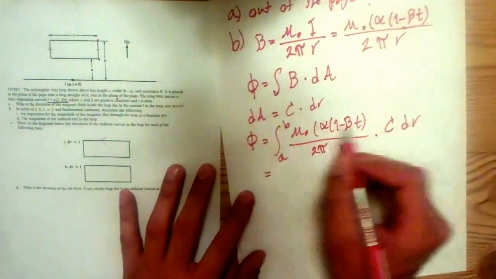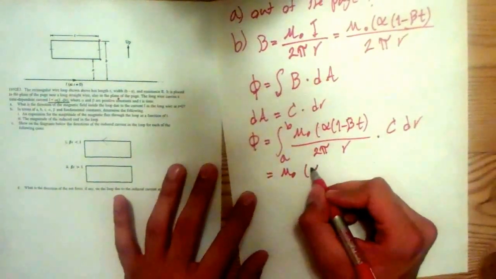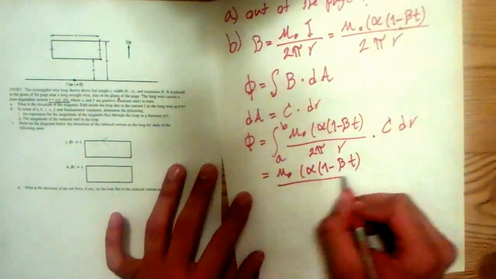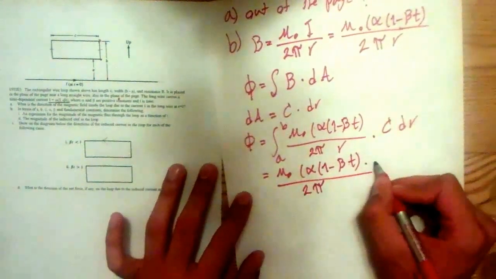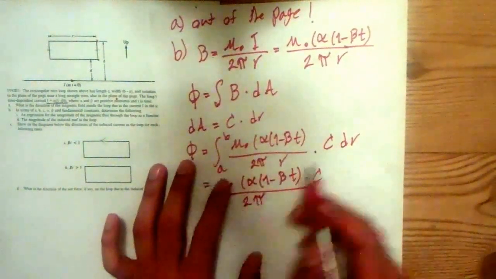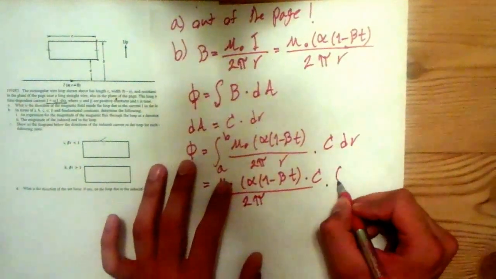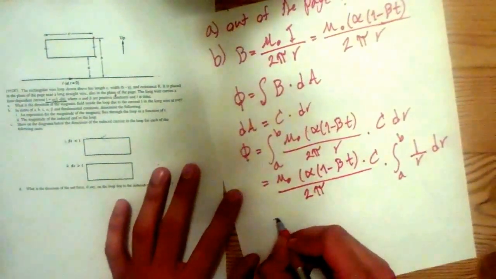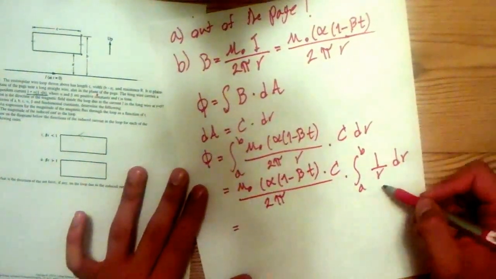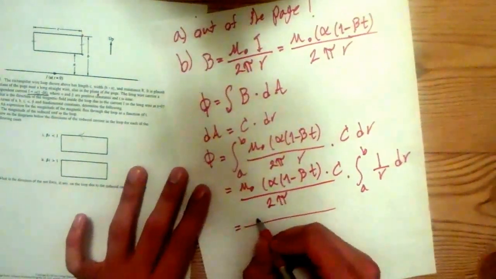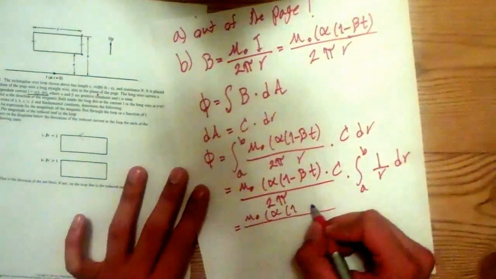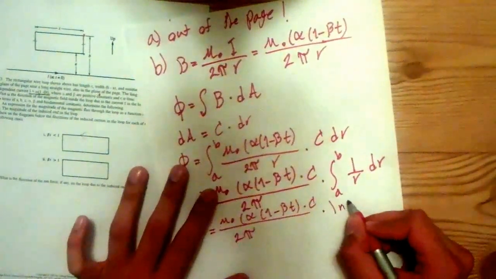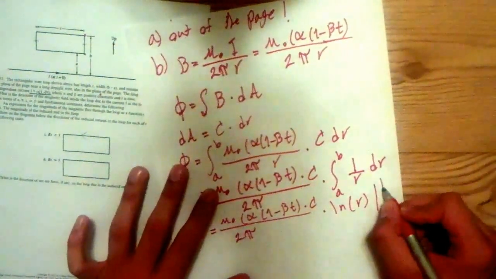Now we have to take out our constants. So mu naught alpha times (1 minus beta times T) divided by 2 pi times C is our constant. Now we have to take the integral of 1 over R times dR, from A to B. What is the integral of 1 over R? It's the natural log of R. So again, this is our constant, times the natural log of R from A to B.